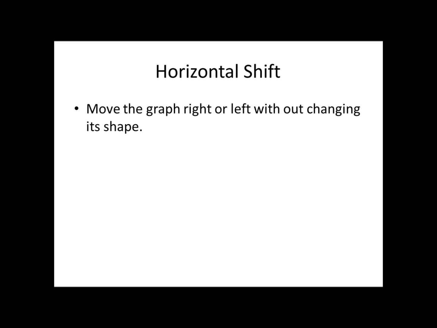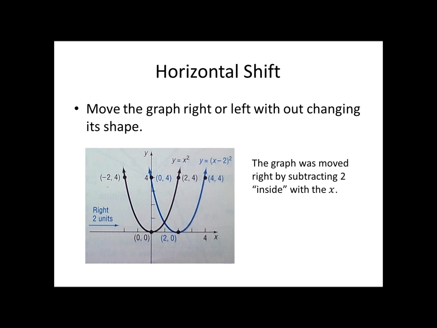A horizontal shift is when we move the graph left or right. We accomplish horizontal shifts by adding or subtracting a number, what I like to call inside, that is, with the x. And you'll see that there's a -2 inside a set of parentheses. Now, when you subtract a number, that graph is going to move right. And we'll talk about this at the end of the video. It always seems a little bit weird, but I'll try to make it make sense.